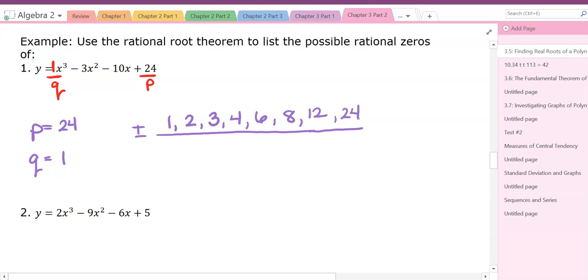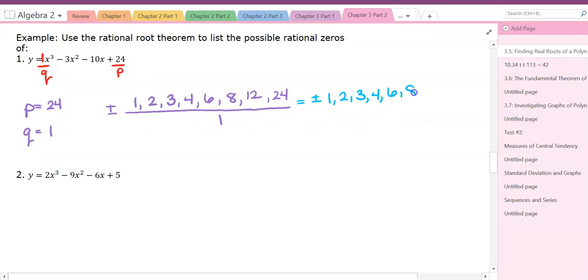What are the factors of 1? Just 1. Okay, so all of this is over a 1. So to simplify this, you're taking all of those numbers on the top divided by a 1, which is not going to change them. It's still just going to be 1, 2, 3, 4, 6, 8, 12, and 24. So I'm just going to write those out. Plus or minus 1, 2, 3, 4, 6, 8, 12, and 24.